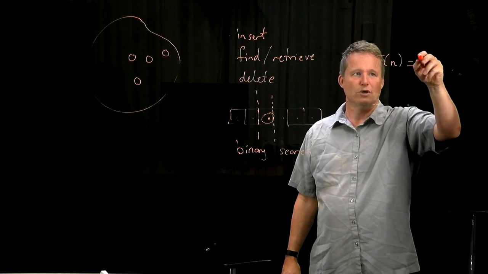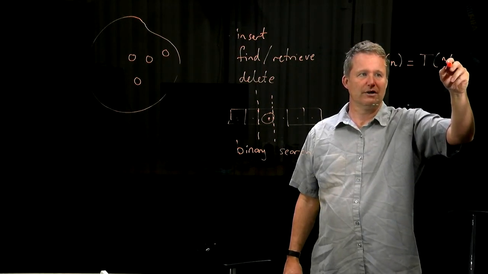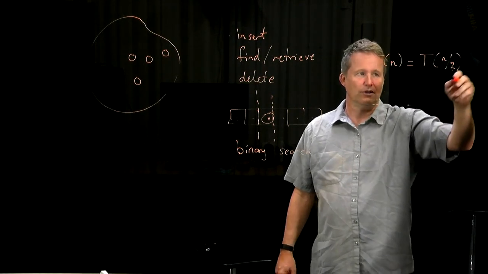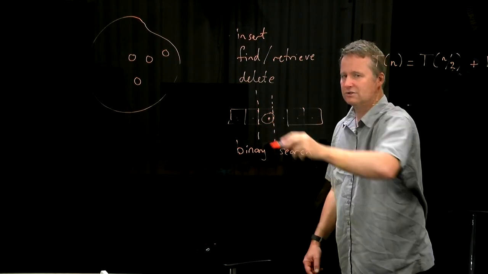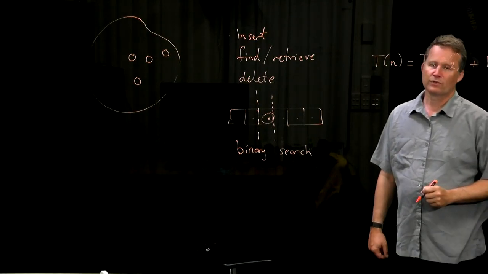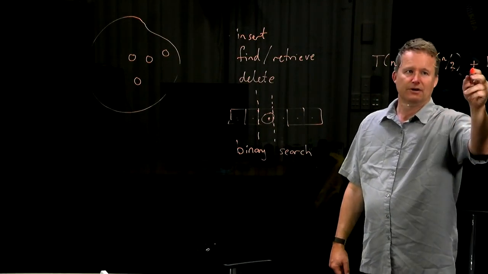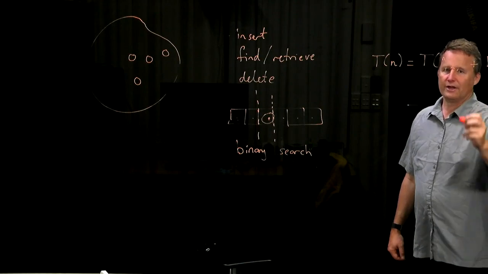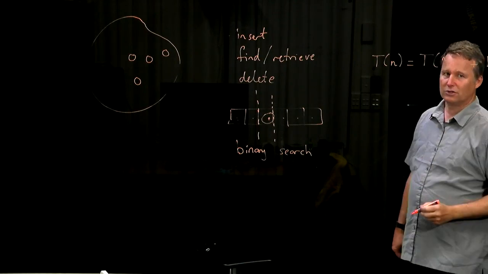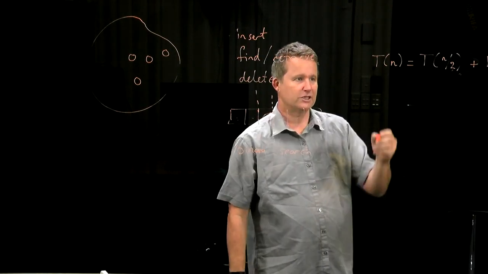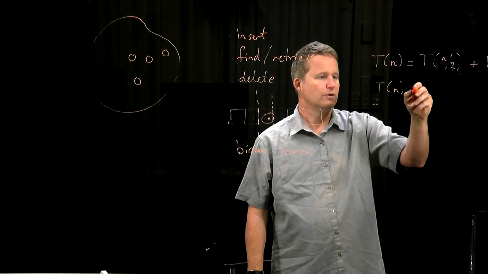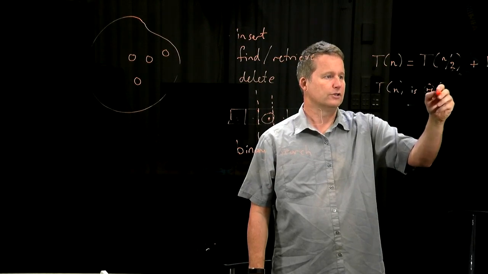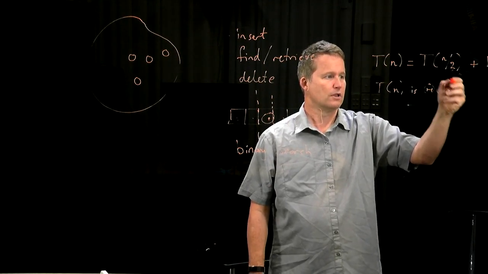So the amount of work I need to find something is only the little bit of overhead I had to do in order to do the one comparison to check with the median there. And then I only have to look at one half of the resulting array. Using the techniques for solving recurrences that we've already seen, you can easily show that the running time is the order log n.